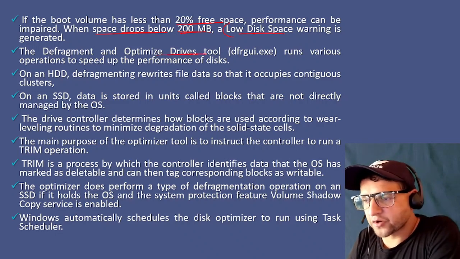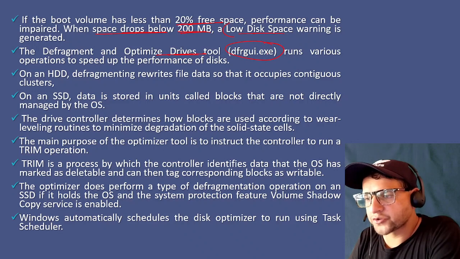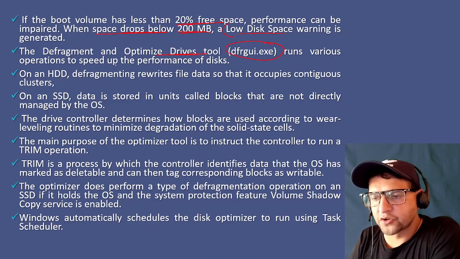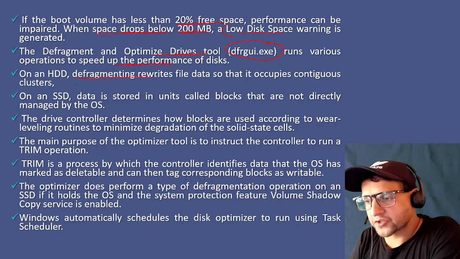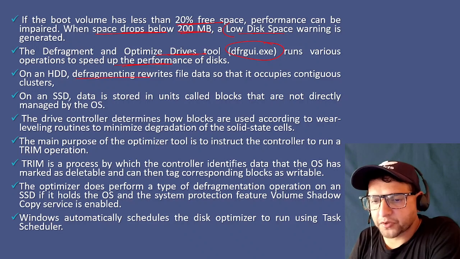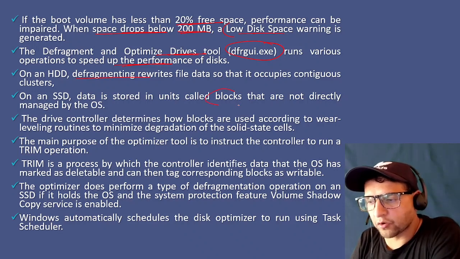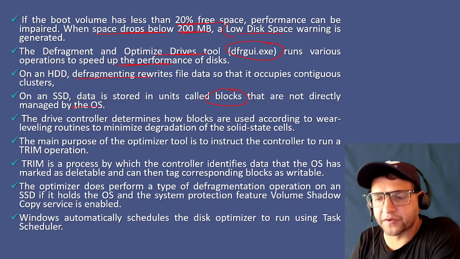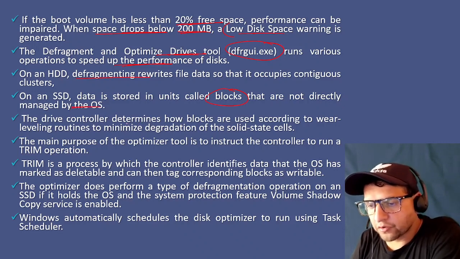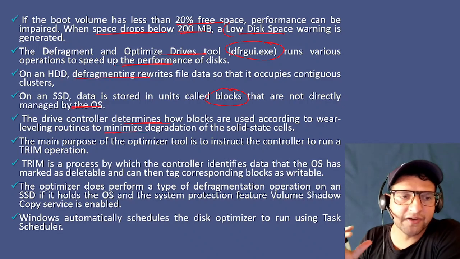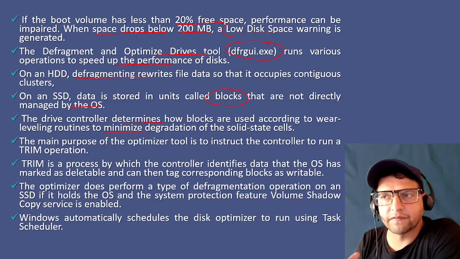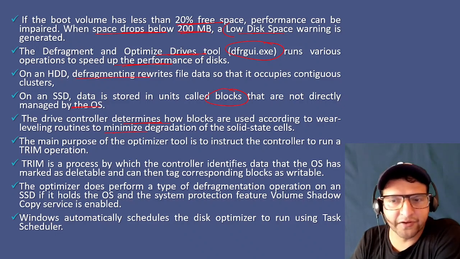The Defragment and Optimize Drives tool, in short dfrgui.exe, runs various operations to speed up the performance of the disk. On an HDD, defragmenting rewrites file data so that it occupies contiguous clusters, but on an SSD, data is stored in units called blocks that are not directly managed by the operating system. The drive controller determines how blocks are used according to a wear level routine to minimize degradation of solid state cells. So that is the reason they might recommend against defragmentation, which doesn't give you that much benefit on an SSD.